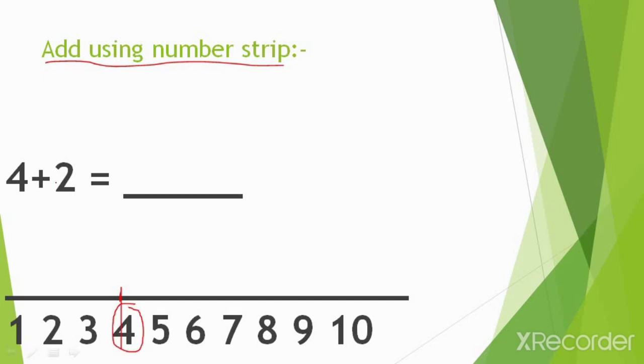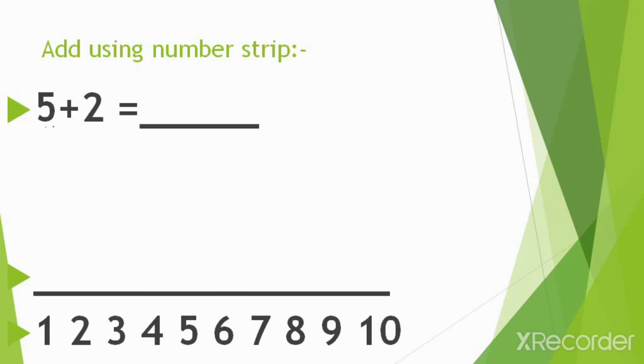So make a circle around it. Now 4 plus 2. We have to add 2 to this number 4 with the help of this number strip. So what should we do? We should move 2 steps forward on the right side of the given number. 1, 2. Where do we reach? We reach at number 6. So what should we do now? Yes, we should write the answer in the given blank. Okay?